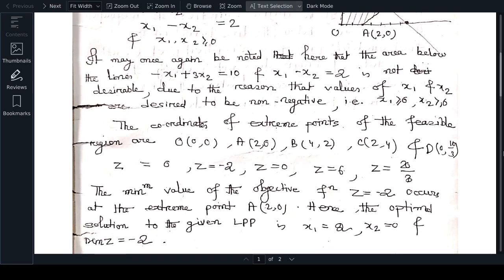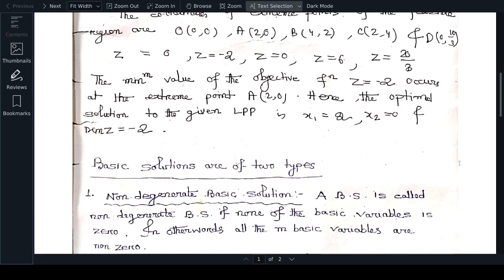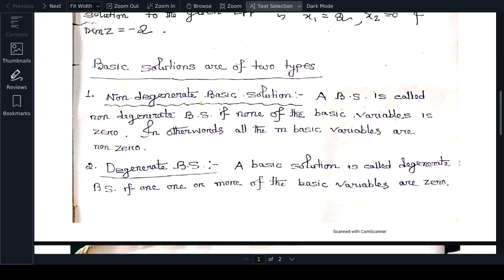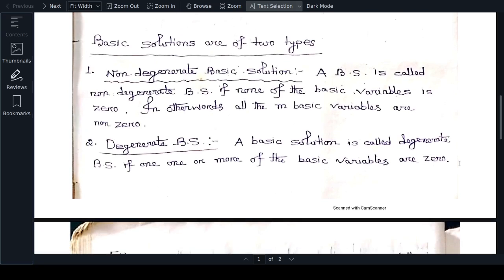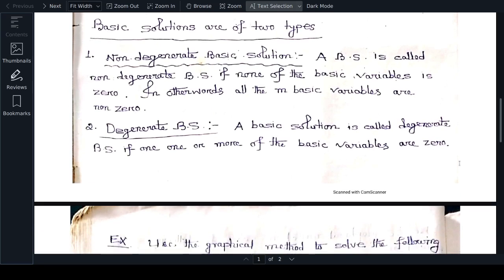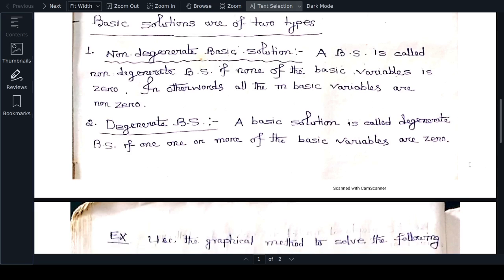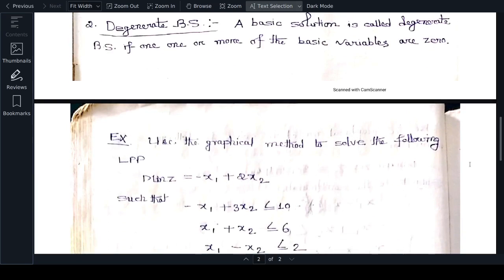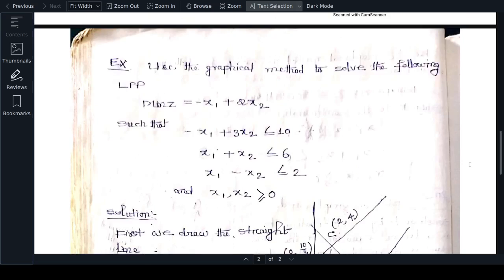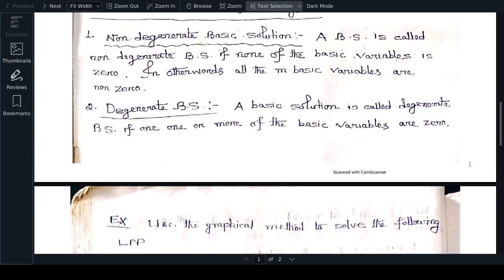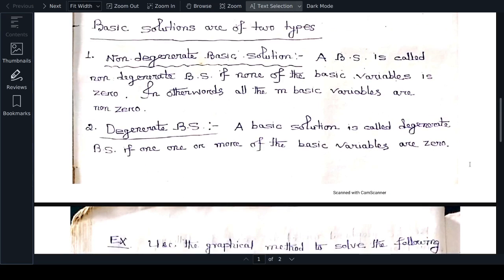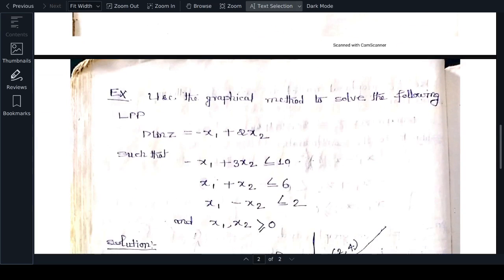Next problem you see. Next problem is: use the graphical method to solve the following LPP. Here also the objective function is, oh, this is the same problem. Okay, so this problem is the same problem I have sent. Okay.